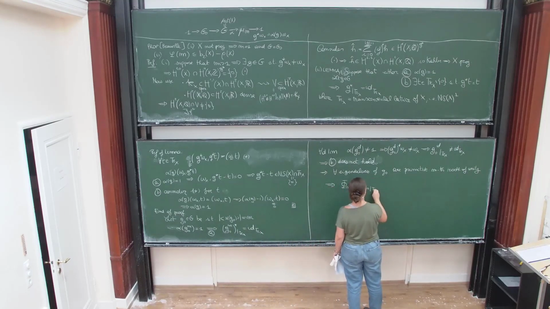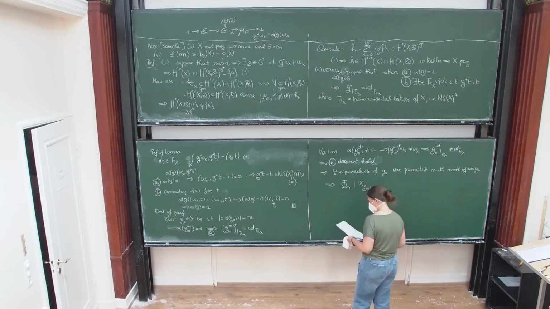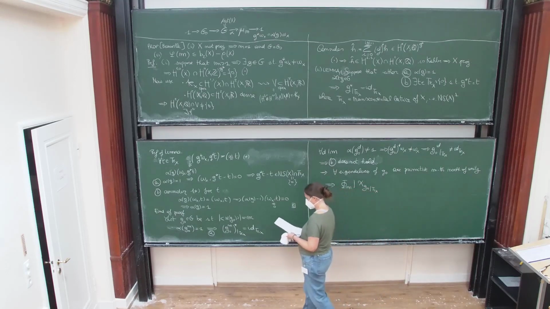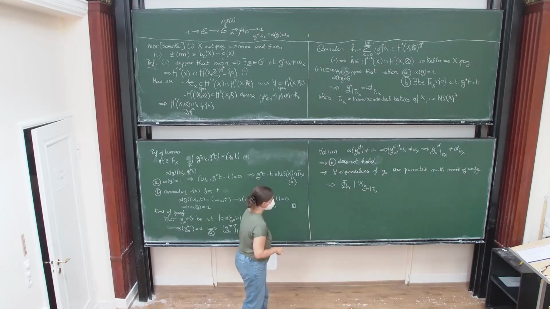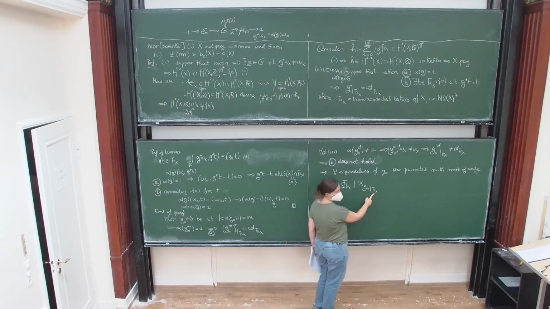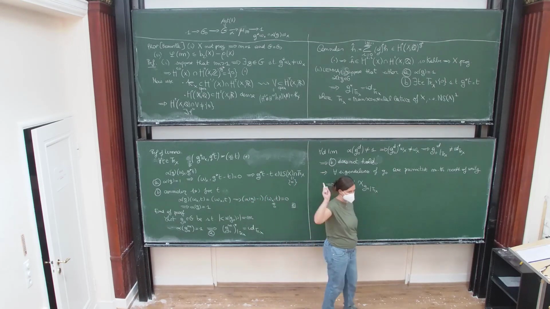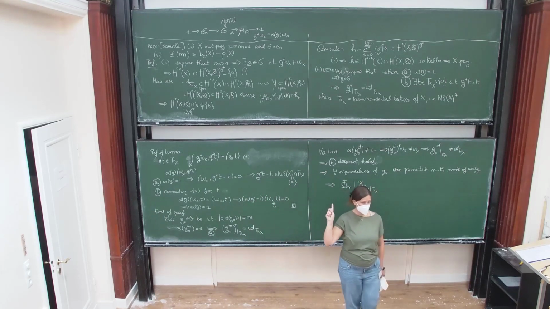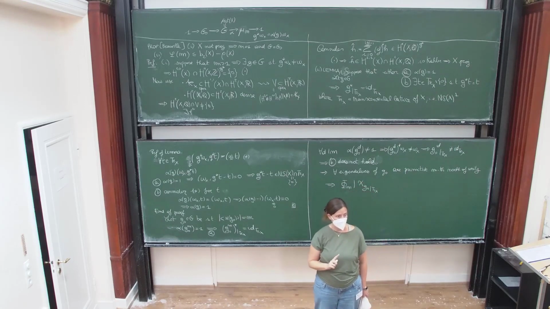Of course, of the restriction. And the degree of this one is just the rank of the transcendental lattice, which is exactly the second Betti number minus 55.